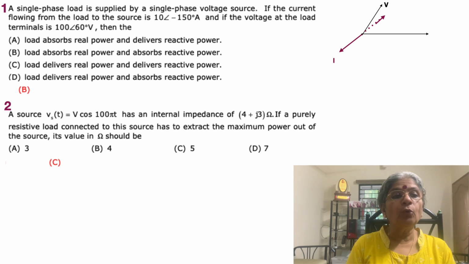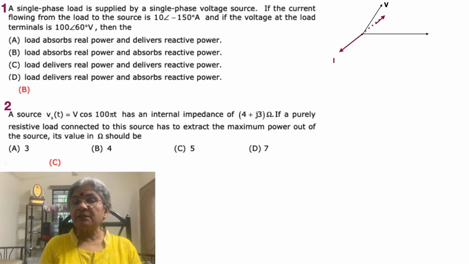If the voltage at the load terminals is 100 angle 60, the voltage is now shown with a positive 60 degrees. So you go in the anti-clockwise direction, because angles are positive in the anti-clockwise direction, and you mark out V. Now with respect to the horizontal, the current is at 30 degrees, and as I said earlier, you project it back so that you can talk about the leading or lagging concept. Since voltage and current are in opposite directions here, we have what is called an absorption of power.